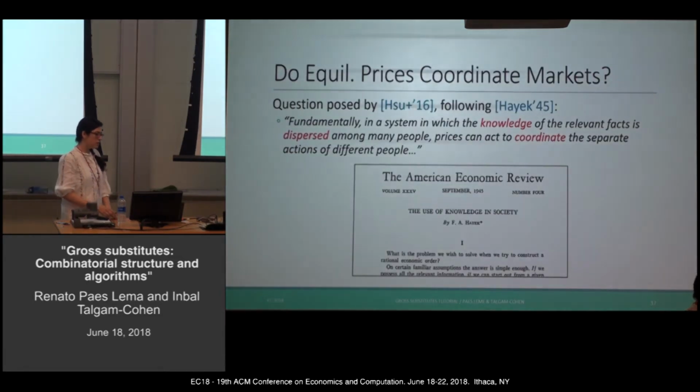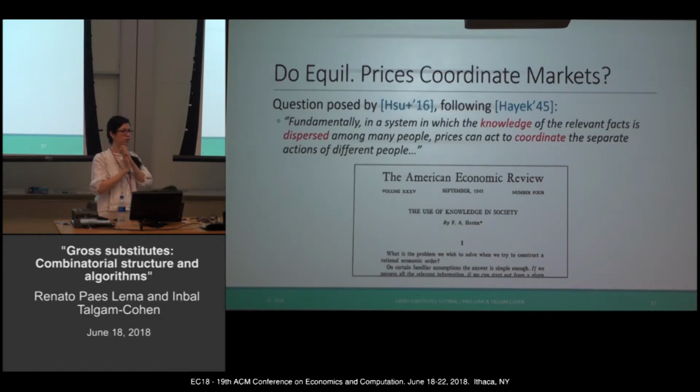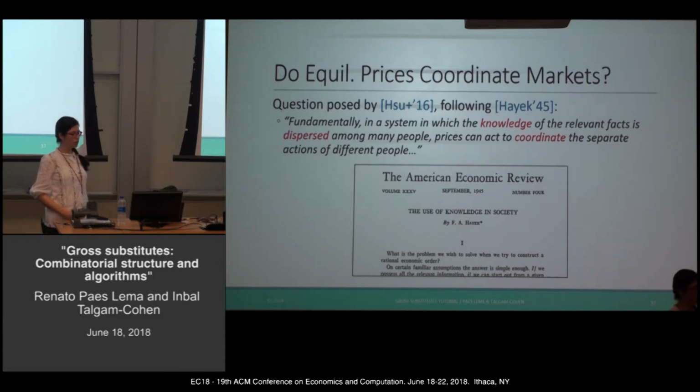Okay. So now I want to show you something really interesting, because it's a result that's not classic. It's from last year. It was discovered in parallel by two groups, one of them with Renato and one of them with Alon sitting here. But it seems to me that it's really fundamental. So let's see what you think. So it goes back to a question that, okay, the question is recent. So do equilibrium prices coordinate markets?